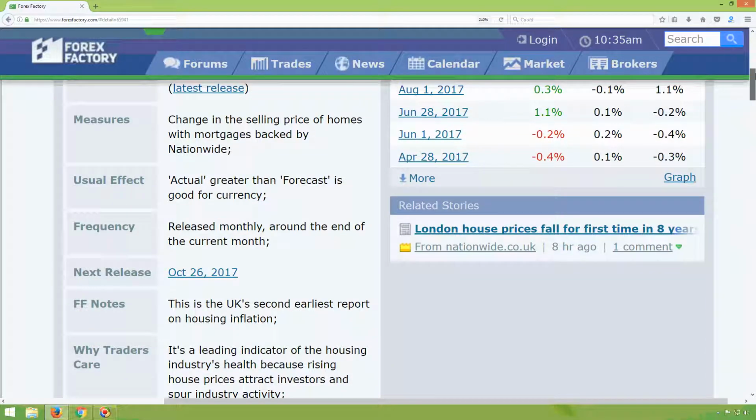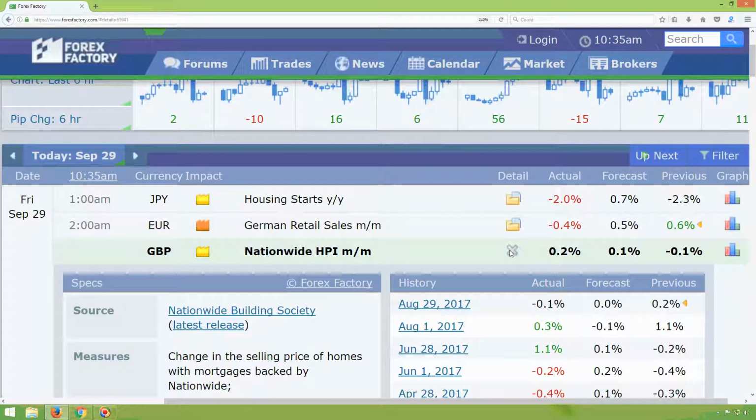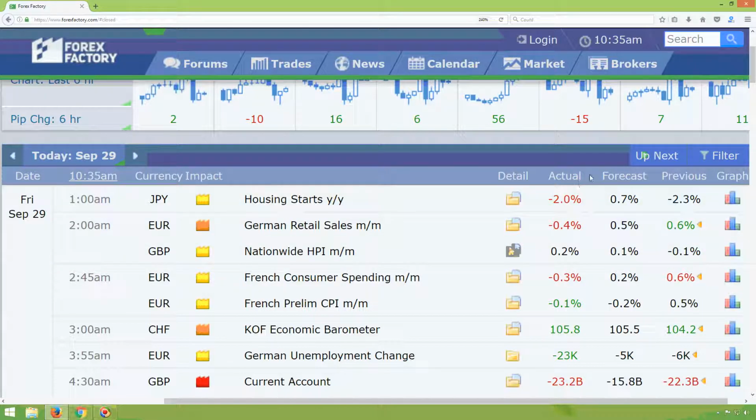Now, the usual effect: if the actual is greater than the forecast, this is good for the currency. Now, let's step back a bit. What does it mean by the actual being better than the forecast? Ahead of an economic event, you have these three columns: the actual, the forecast, and the previous. This is the previous release. For example, the Nationwide HPI, M/M, means it is released monthly. So in the previous month, the release was minus 0.1%.